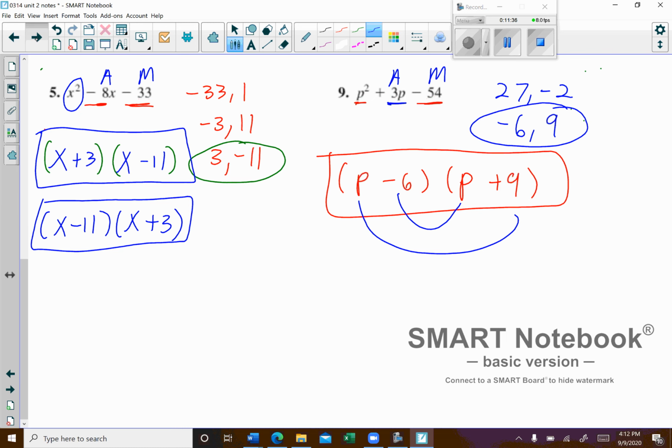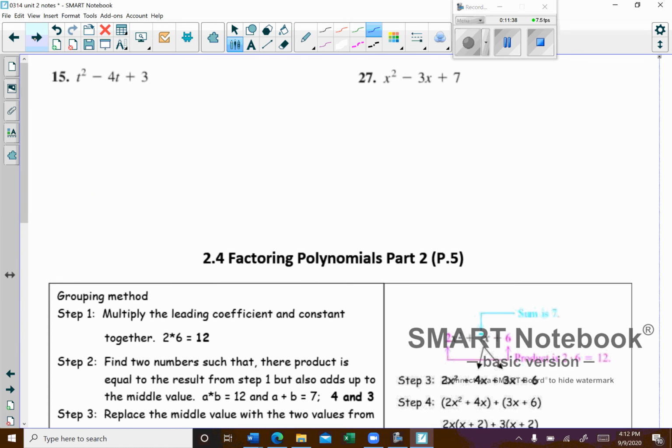All right, I think I just have 2 left. And then in my next video, we're going to get into some more factoring. So this is just going to be a continuation in a moment.